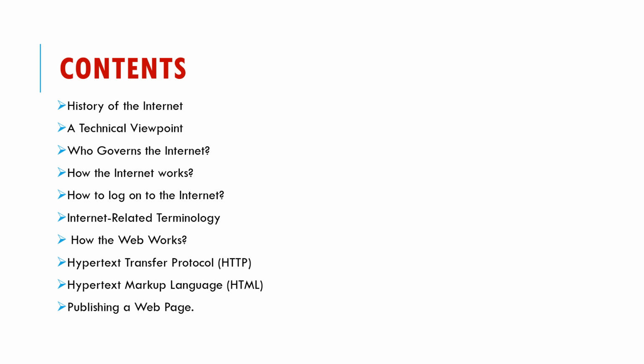First one is the history of the internet, then a technical viewpoint, then who governs the internet, how the internet works, then how to log on to the internet, then internet related terminology, then how the web works, then hypertext transfer protocol, that is HTTP, then hypertext markup language, that is HTML, and publishing a web page. There are three more topics, that is web addresses, then network classes, and uniform resource locator.